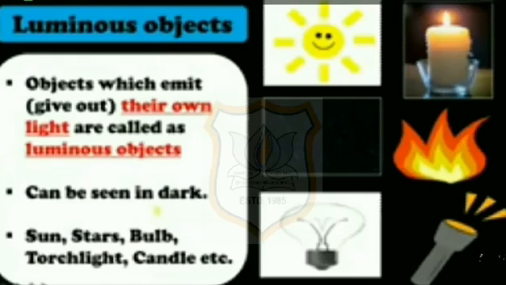What is luminous? Objects which emit, give out their own light are called luminous objects. They can be seen in the dark. For example, sun, stars, bulb, torchlight, candle, etc.